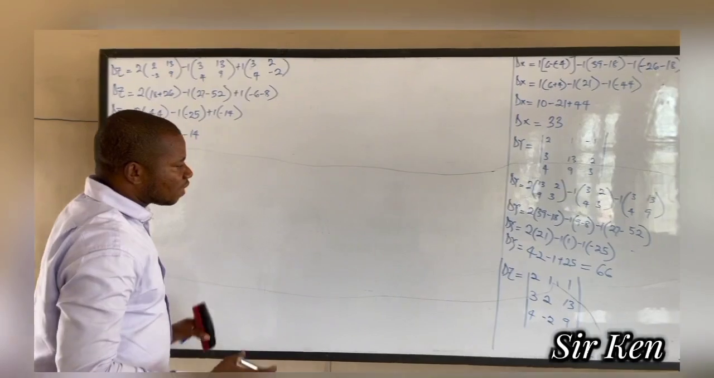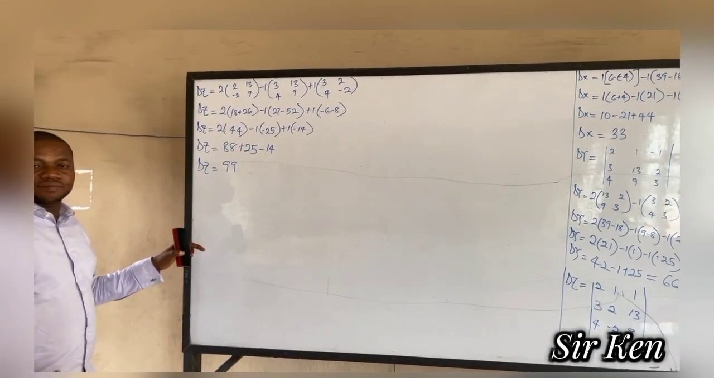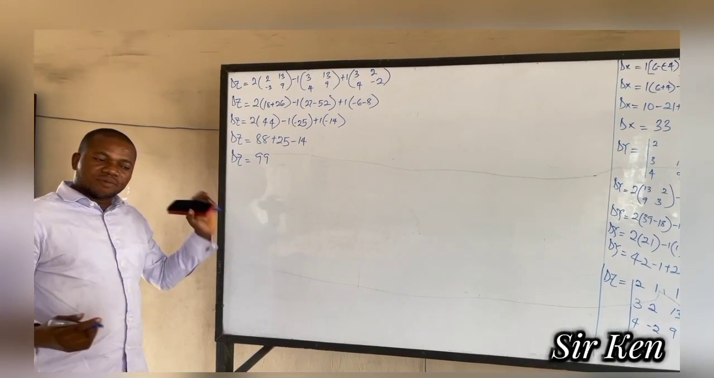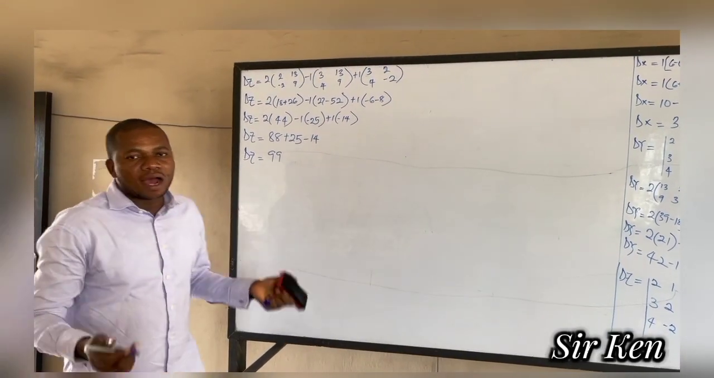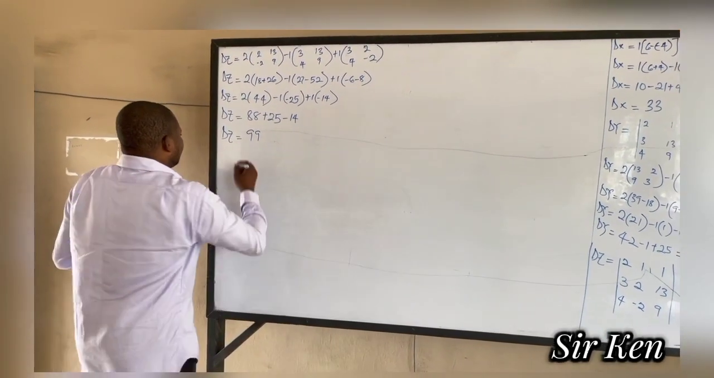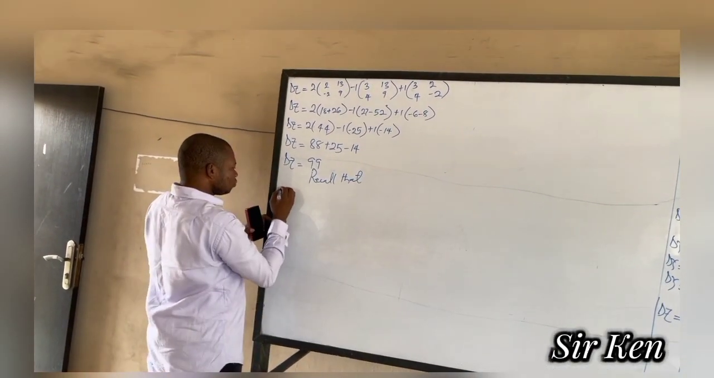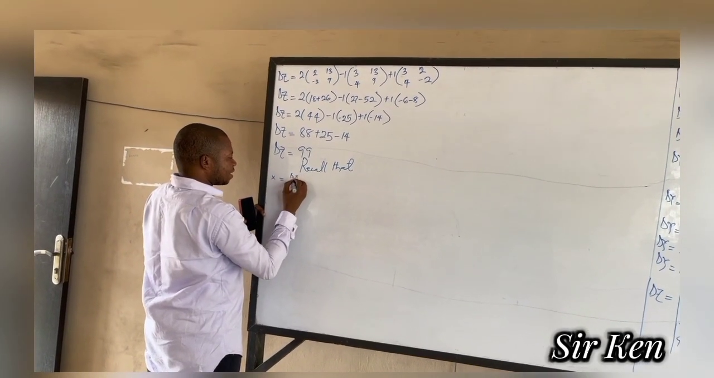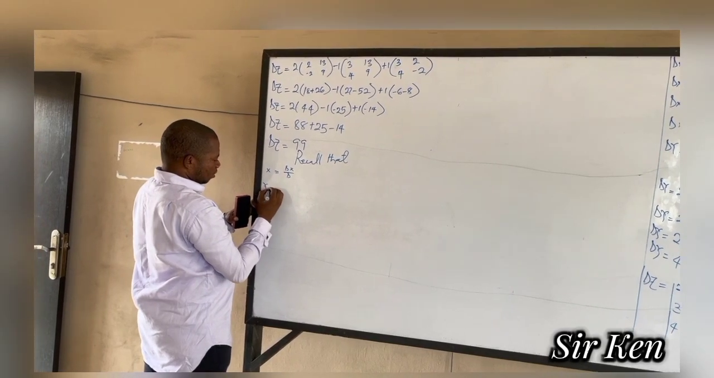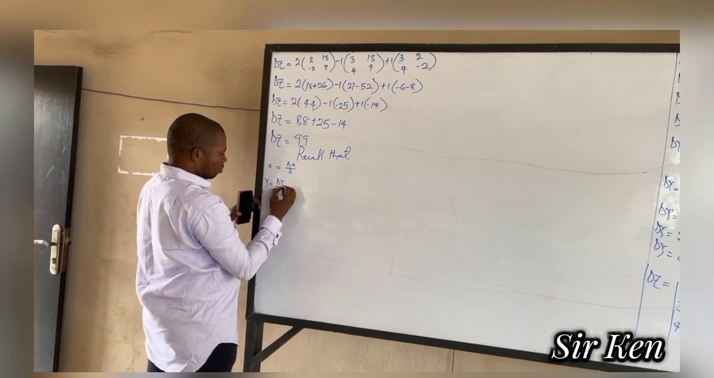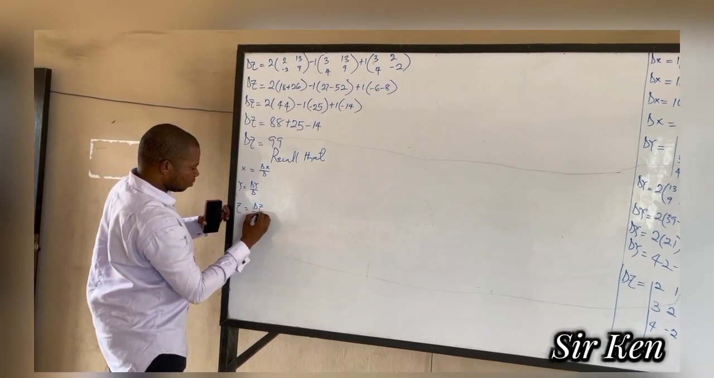Now that we've been able to find our dx, dy, and dz, let's now find the values of x, y, z. Recall that x is equal to dx over d, and then y is equal to dy over d, and finally z is equal to dz over d.